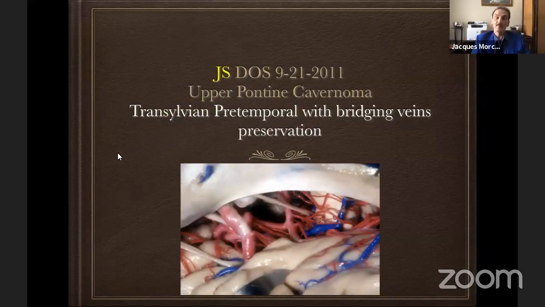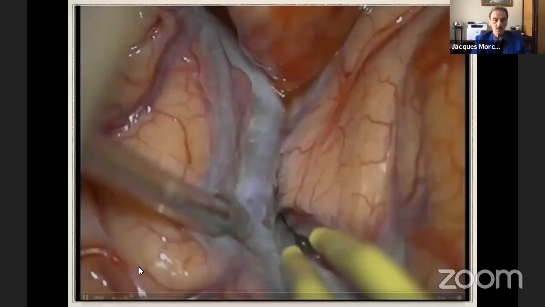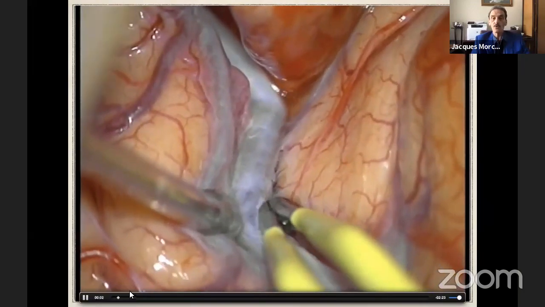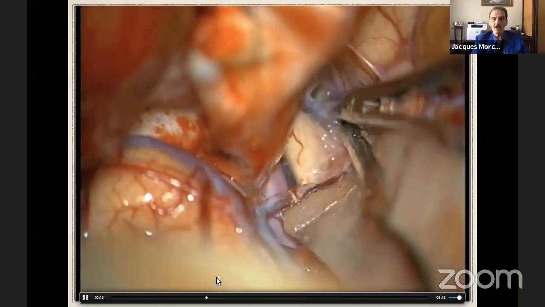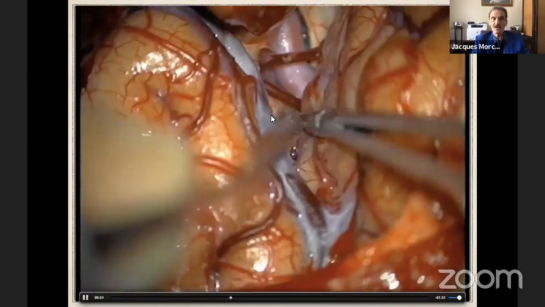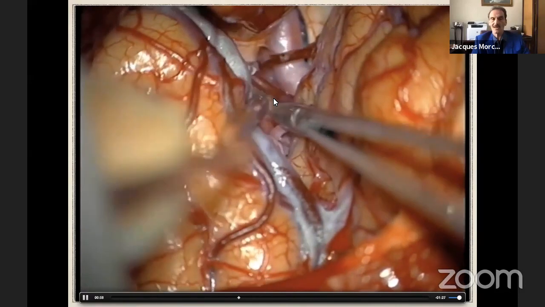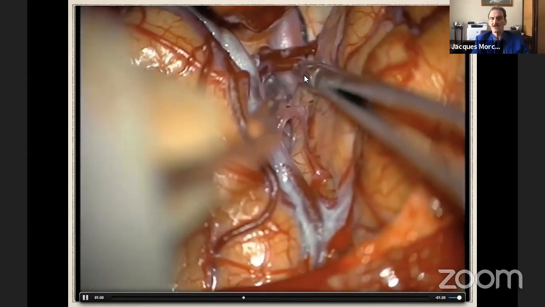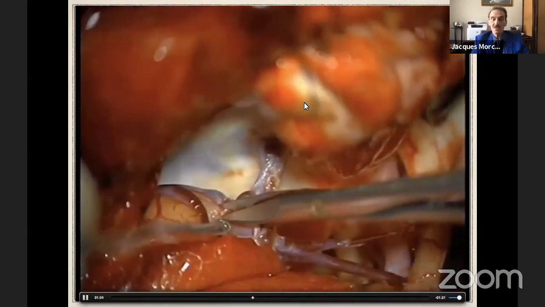Another example, upper pontine cavernoma. I'm going to go quick on this one. The only thing I want to show you on this case is how you can work between veins. Really, the only part of this case that's interesting is you see those bridging veins. You might be tempted to cut them because we need to get to the midbrain. It's not necessary. There is plenty of space. Work on dissecting them. Preserve the veins.